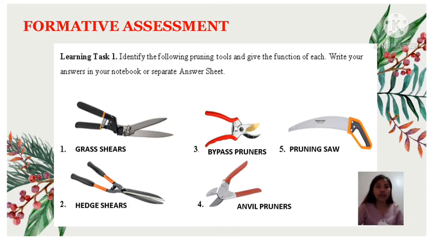For the answers, number 1, grass shears. Number 2, hedge shears. Number 3, bypass pruners. Number 4, anvil pruners. Number 5, pruning saw. I hope you got it all correct.